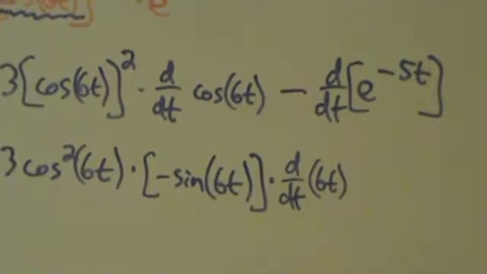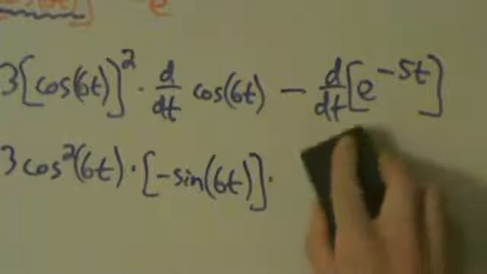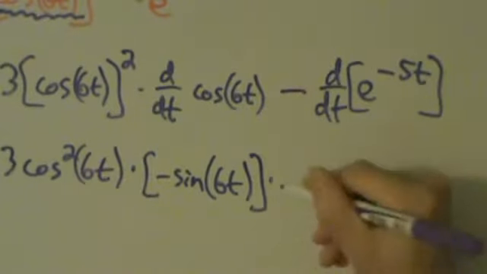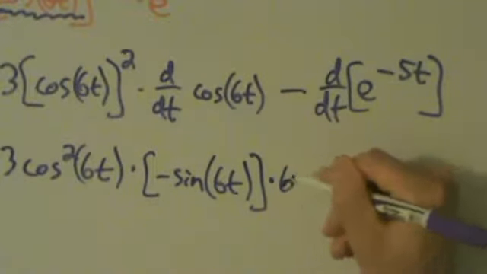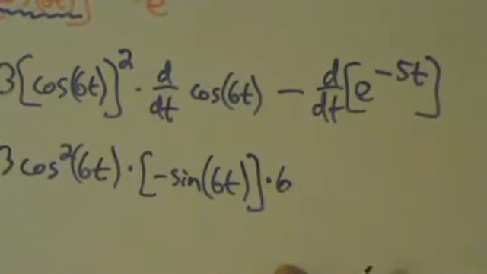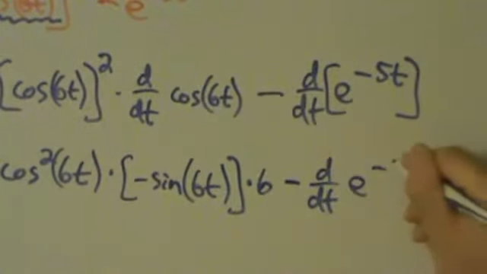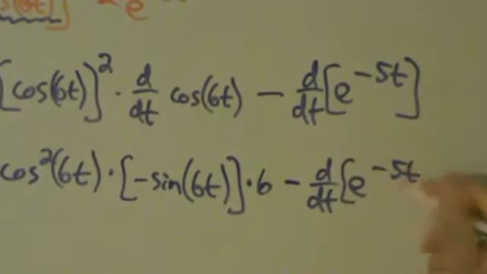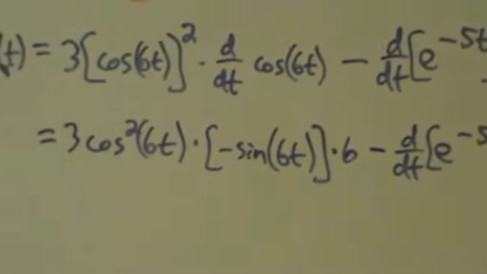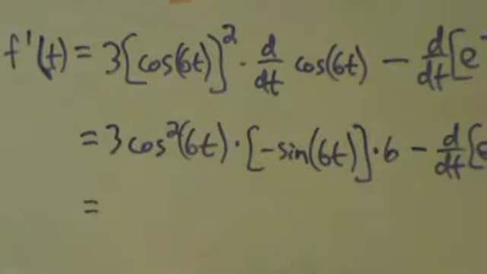Alright, but the derivative of 6 times t is just 6, right? So let's just go ahead and write that now. So that's times 6, and that's the derivative for the first term. So then we have minus d/dt of e to the negative 5t. Okay, so now let's go ahead and simplify the first term, and then we'll start working on the second term.